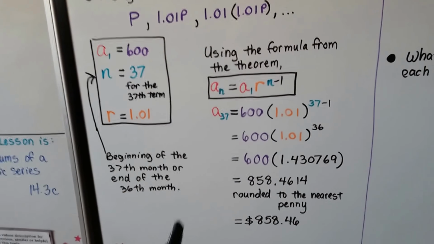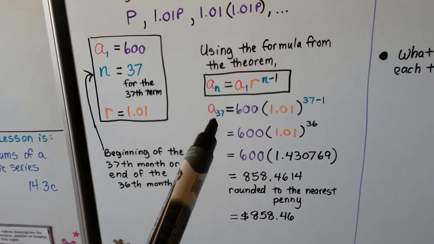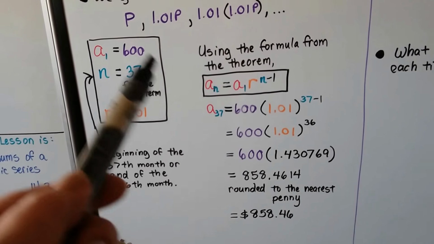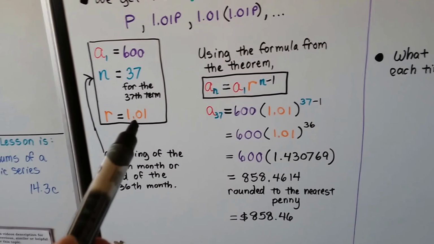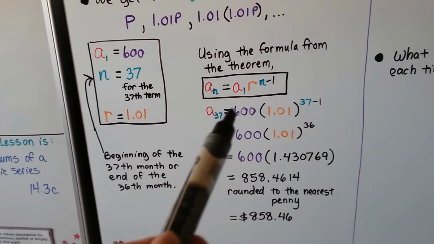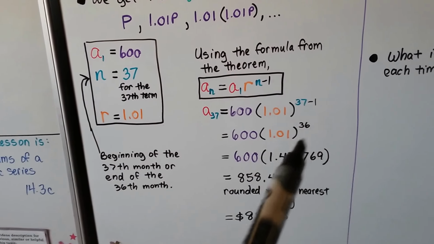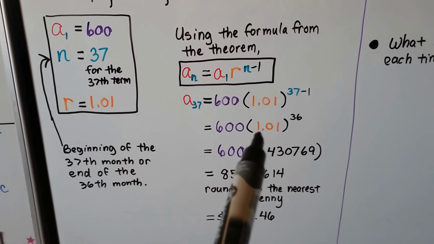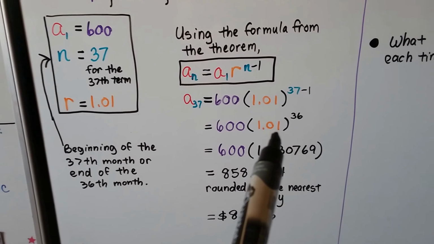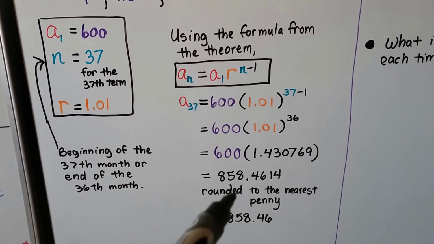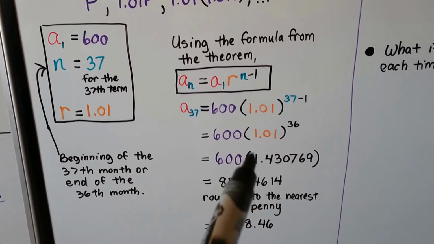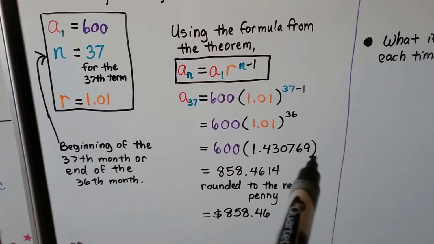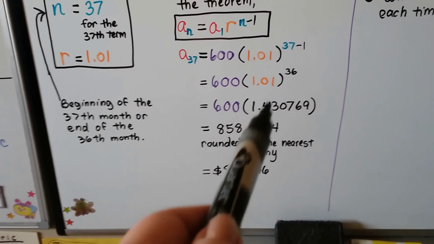Using the formula from the theorem, we plug this information in, and n equals 37, so we have A sub 37, A sub 1 is 600, and our ratio is 1.01, and n is 37, so we have 37 minus 1, so that's going to be 36, isn't it? We can do this on the calculator. You just hit 1.01, and then that y to the x button, and then put in 36 equals, and we'll get 1.430769. We need to multiply that by 600.